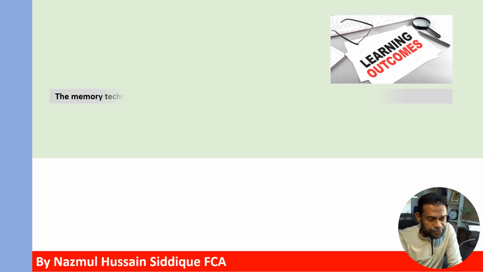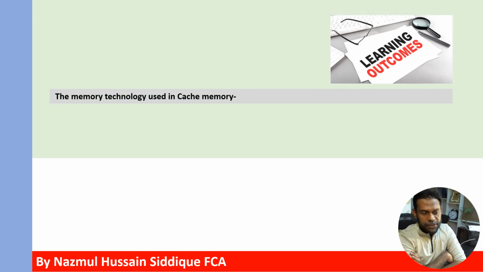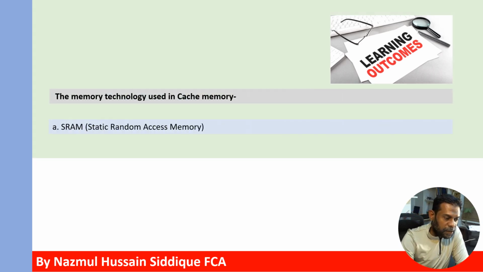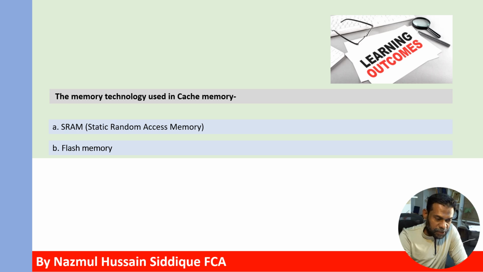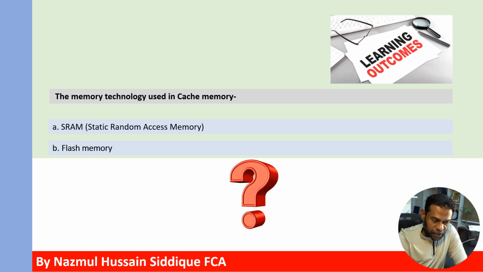Next question. The memory technology used in cache memory: option A, SRAM, that means static random access memory. Option B, flash memory. Which one is the correct answer? The correct answer is option A. Static random access memory, shortly SRAM, is the memory technology used in cache memory.